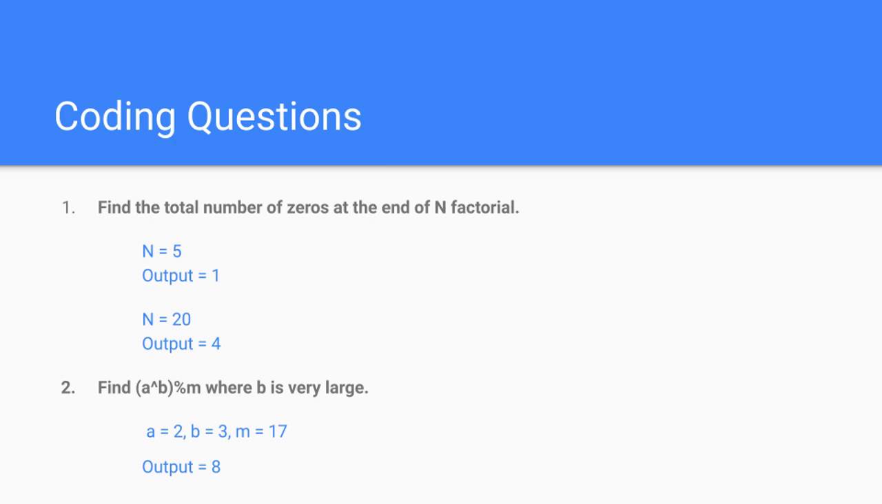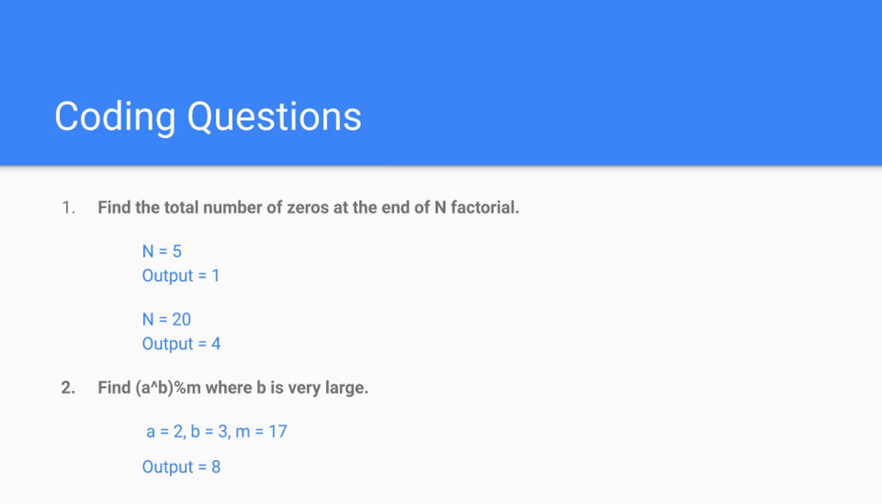Now the sample coding questions are, we have to find the total number of zeros at the end of n factorial. So if n is 5, the output will be 1, and if n is 20, the output will be 4. This means that at the end of 20 factorial, we will have 4 zeros.